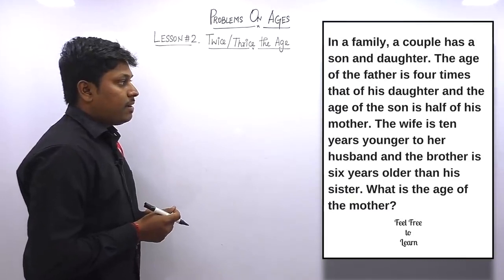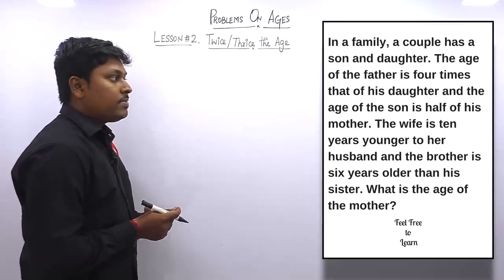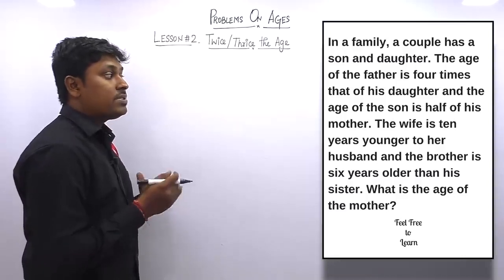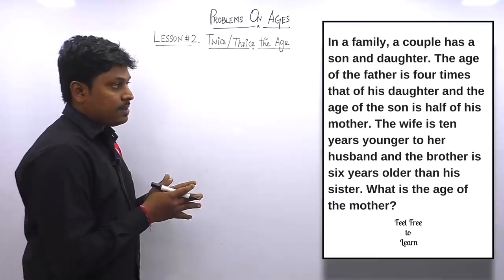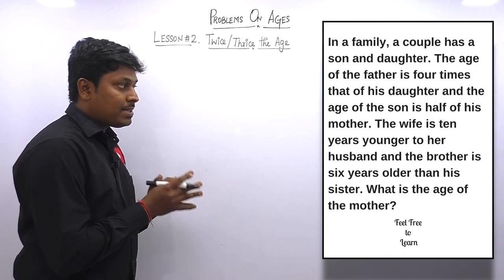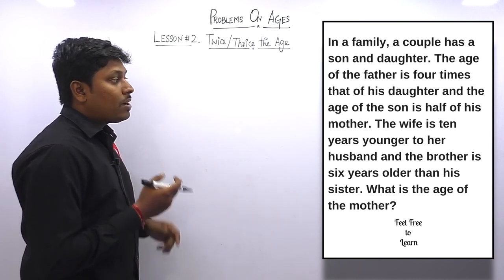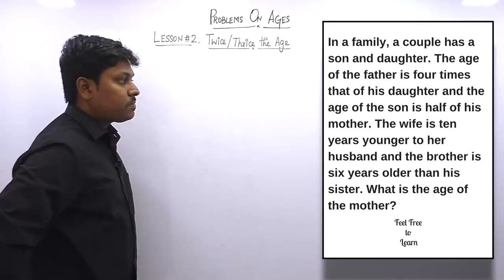Question number 9. In a family, a couple has a son and a daughter. The age of the father is 4 times that of his daughter, and the age of the son is half of his mother's. The wife is 10 years younger than her husband, and the brother is 6 years older than his sister. What is the age of the mother?